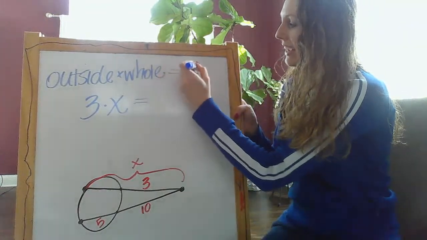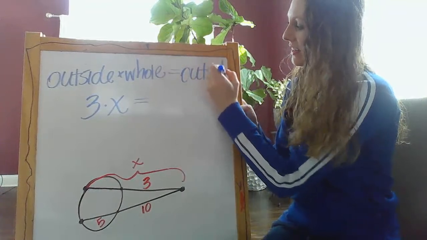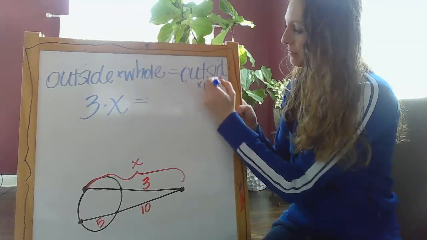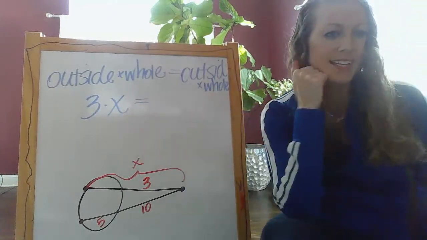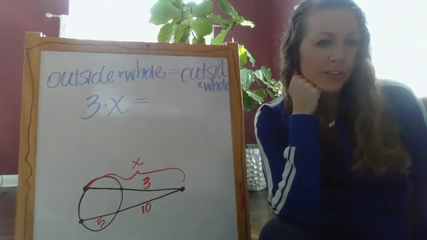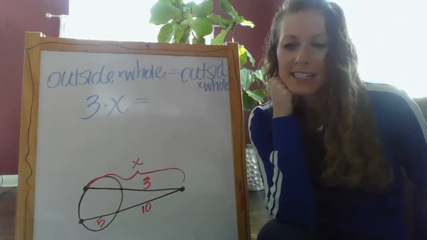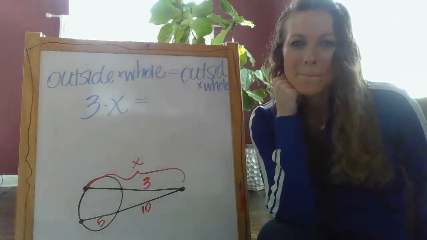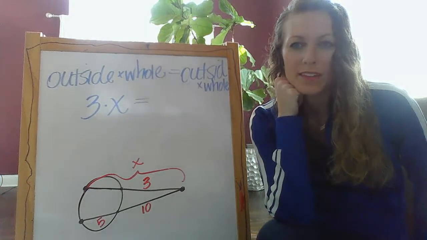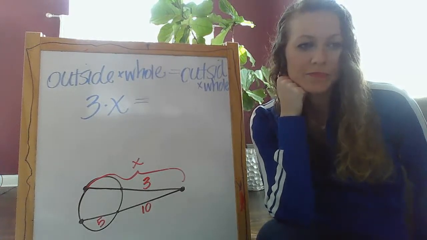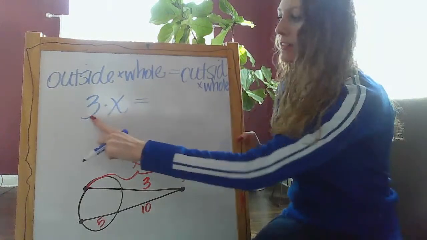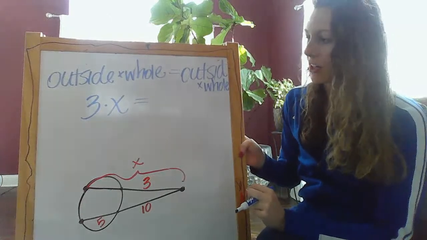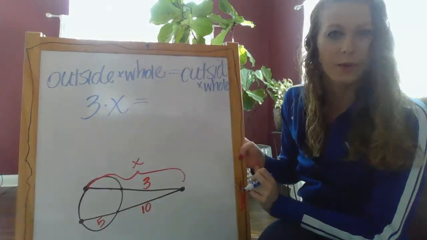Okay, so outside times whole again. All right, how are we feeling with this? Do we see why it's 3 and then just times x? Outside part 3, whole length is x. All right. Okay, good. So outside times whole. Then help me out with this one. What should we start off with on this side of the equation?